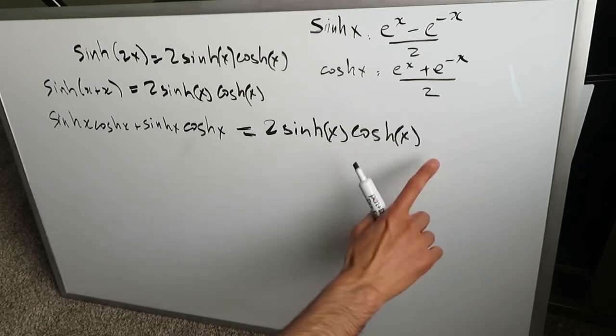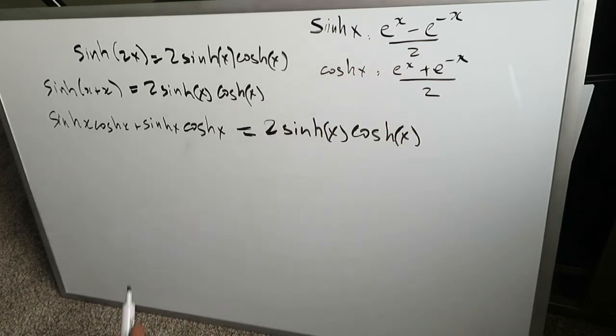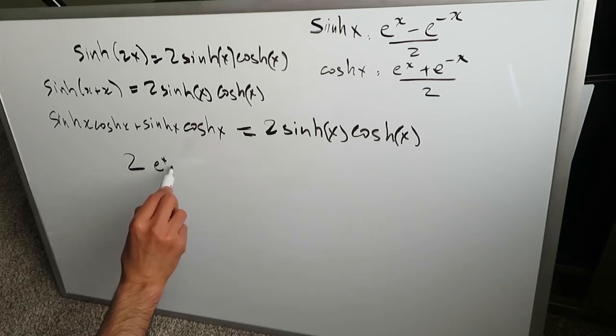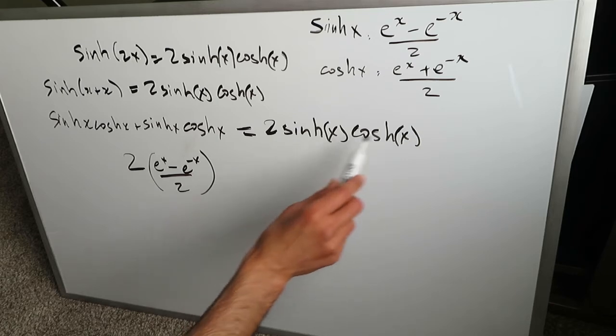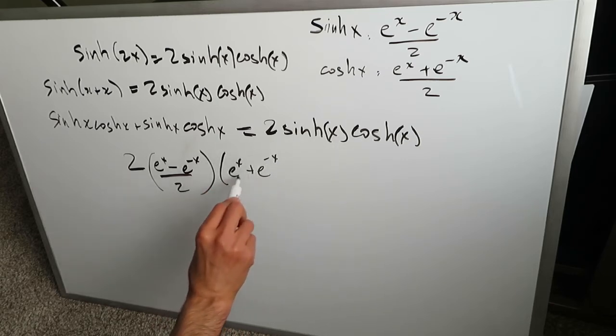But what exactly does this represent in terms of an actual answer? We can start using these over here. You know sine hx is what? E to the x minus e to the minus x over 2. And you know it's multiplying with cosine hx, which is what? E to the x plus e to the minus x over 2.